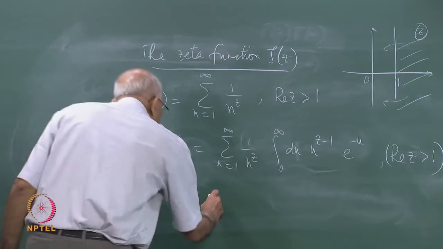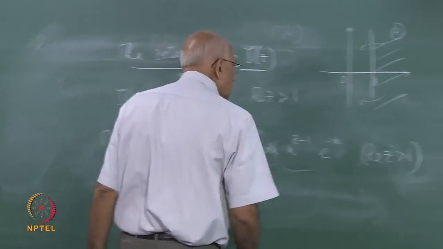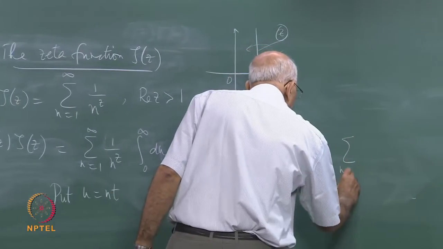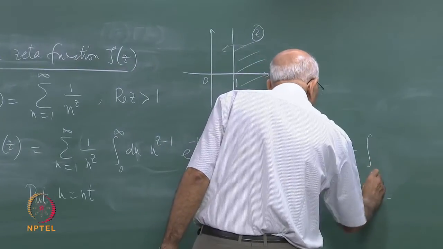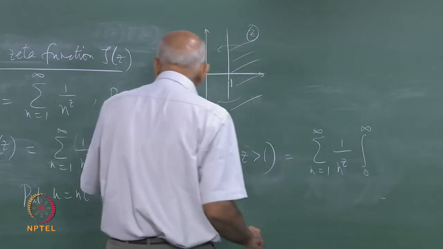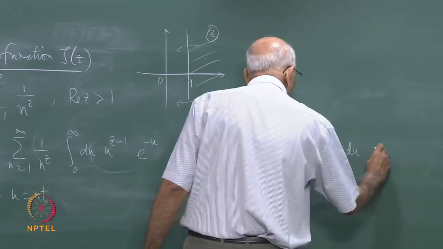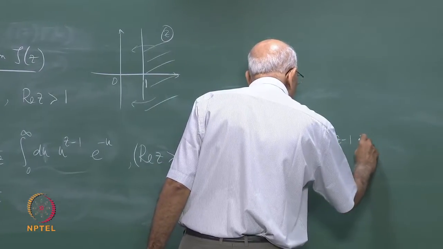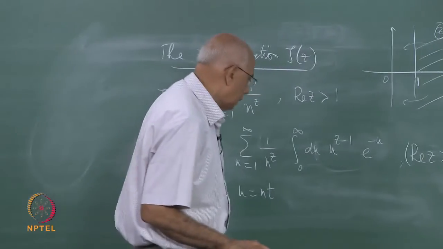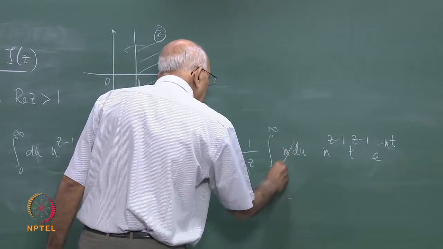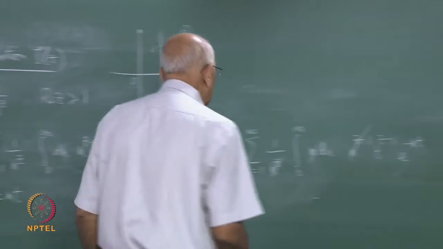So let us put u equal to n times t. This thing becomes equal to the summation n equal to 1 to infinity of 1 over n to the power z, and then the integral from 0 to infinity. There is an n from du, and then an n to the power z minus 1, t to the power z minus 1, e to the power minus nt, and the various factors of n to the power z cancel out, dt.